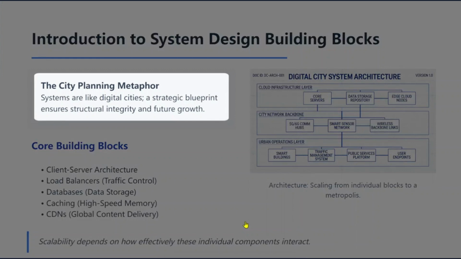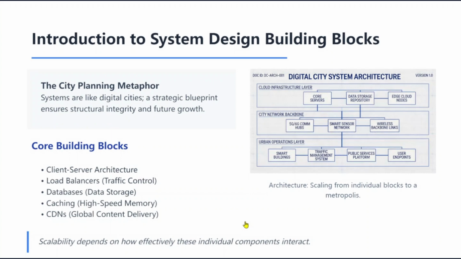You wouldn't just start stacking bricks to build a skyscraper without a blueprint, right? Similarly, for digital systems, we need a high-level plan to ensure everything from the plumbing to the electricity of our data works together seamlessly. Look at this visual. Just as a city scales from individual houses to a bustling metropolis, our architecture must allow a system to grow from a few users to a global audience without collapsing under its own weight.